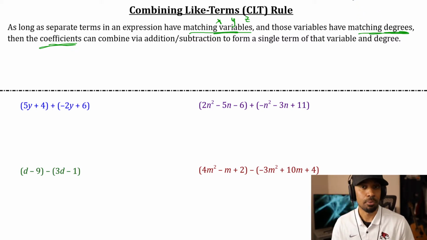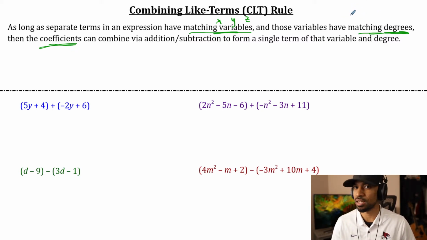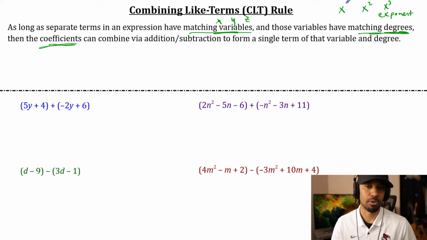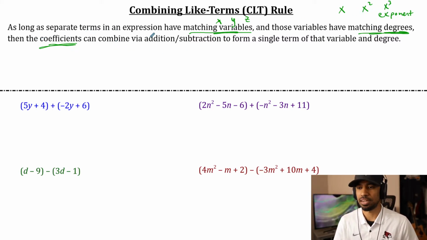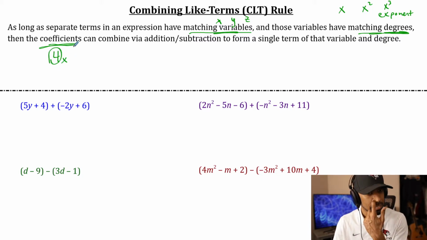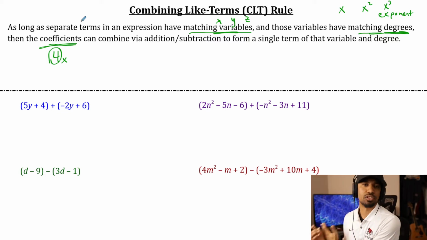Now, I'll do an example with you later on the matching degrees, but what does degree mean? Another word for degree is exponent. So if you have something like x squared, that is a variable of degree 2, and x cubed is called a variable of degree 3. X is called a variable of degree 1. That means x to the first power. So that's what degree means, exponents there. They have to match with the exponents. All right, then the coefficients can combine via addition or subtraction. So what's a coefficient? When you have a variable, the coefficient is the number that multiplies in front, like this 4 right here. That's what a coefficient is.